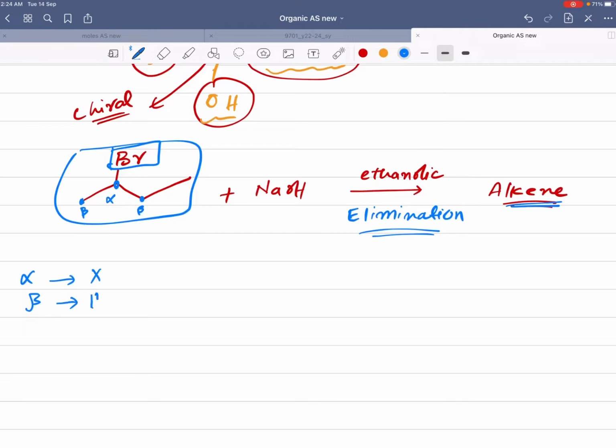Now we have two beta carbons here, right? This beta carbon has two hydrogens attached to it. As you can see, this is making two bonds, so that means the other two bonds would be hydrogen. So it has two hydrogens, and this one is making only one bond. So that means this one would have three hydrogens, right? So now what would happen is that this will lose bromine and the neighboring carbon would lose hydrogen.